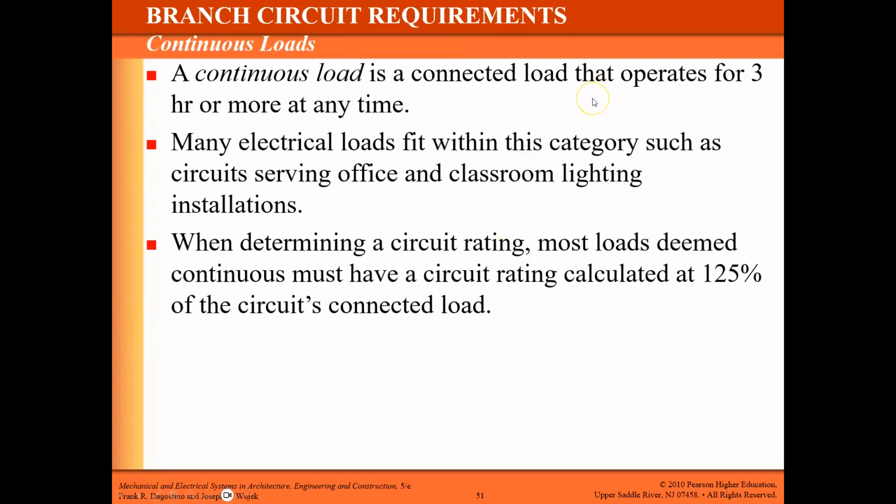When we were talking about continuous loads earlier, that would be a load that operates for 3 hours or more at any time. So if it turns on and it runs for 3 hours or more at any point during the day or the week, that would be a continuous load circuit. So remember, when we talked about continuous loads earlier, we're calculating the circuit at 80% of its normal capacity. So in other words, we're calculating the load at 125%. And that would be for any circuit that is on for an extended period of time, 3 hours or more at any time.